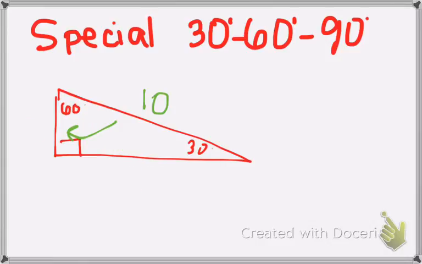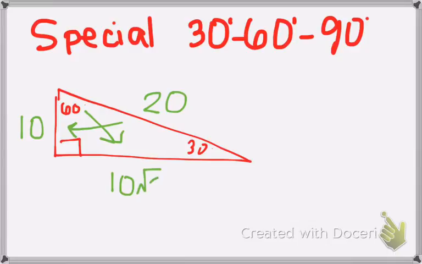Let's do another one. Okay, let's say that the hypotenuse was 20. That means the smallest side across from the smallest angle is going to be half of that. And then the medium side is going to be 10 times the square root of 3.